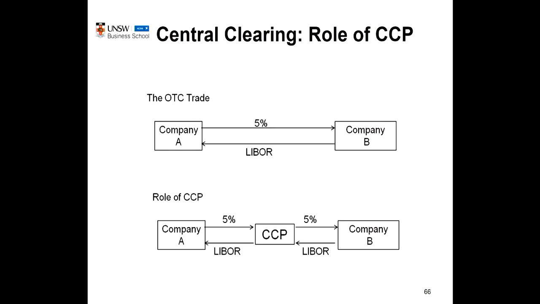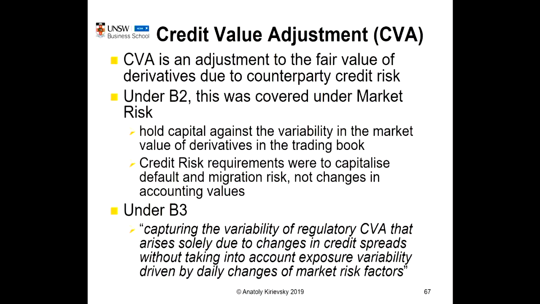So this is just the role of the CCP. And then the final point I wanted to cover is the credit value adjustment. And this is where we kind of covered it a little bit to begin with. So once again, what is credit risk? We started the lecture with that. What is credit risk? Risk of counterparty default. Risk of counterparty default, right? So the risk that the counterparty is not going to pay you back. That's correct.